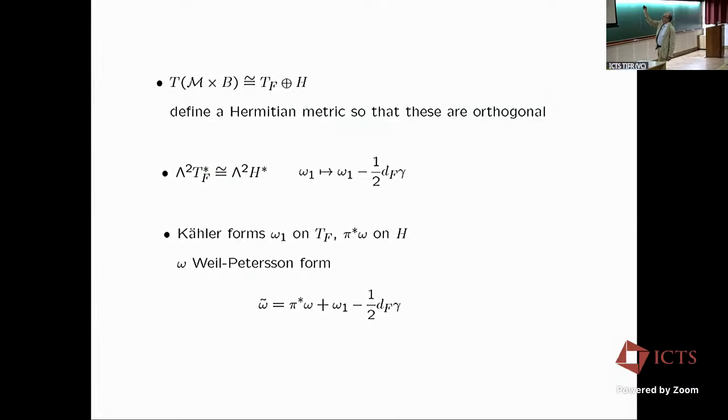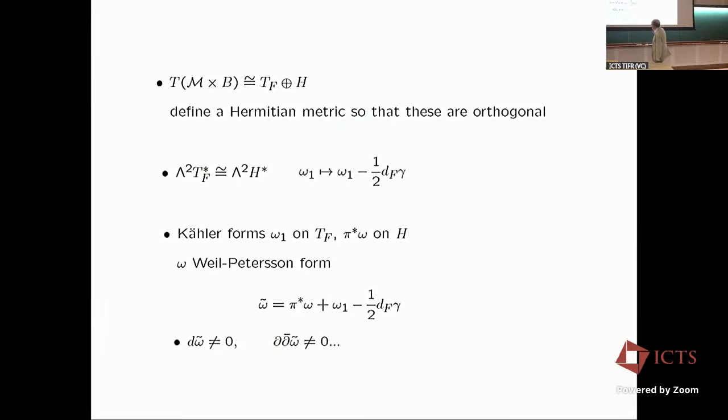And so this is of type 1,1, and we can pull back the Weil-Petersson form from the base, or any multiple of this if we wanted. And then what we would have is a Kähler form. Well, sorry, not a Kähler form. What we have is a Hermitian form on the total space. So this is Hermitian, but unfortunately, it's not closed. And as far as I could work out, it's not even d-bar closed, although that's a rough calculation.